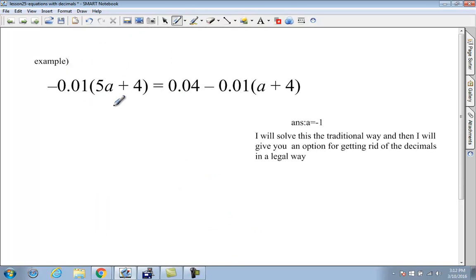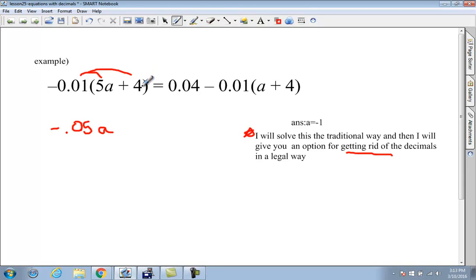Here I have a lovely equation containing decimals. I'm going to go the traditional route at first, but then I do want to talk about this option of getting rid of your decimals in a legal way. But I'm going to go traditional here, so distributive property. So that will be 0.01 times 5 is just 0.05. But a negative times a positive is negative, so it's negative 0.05a, right?